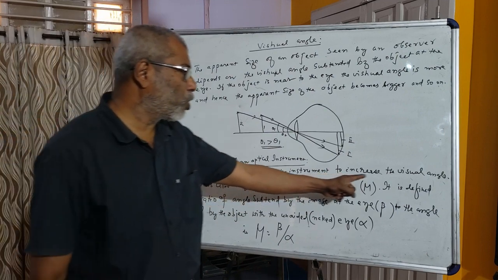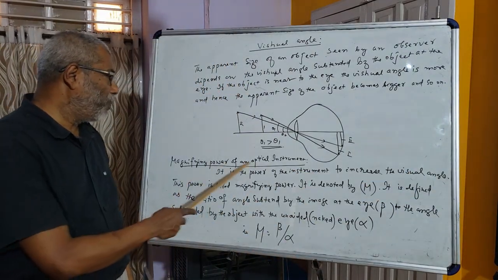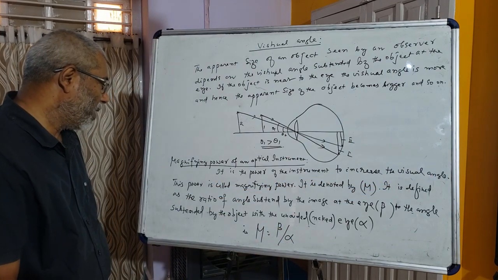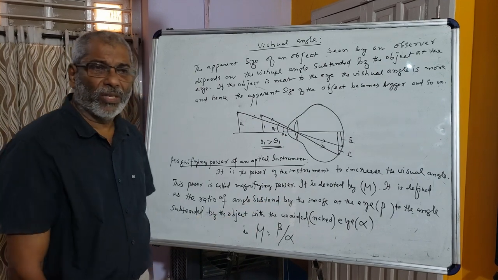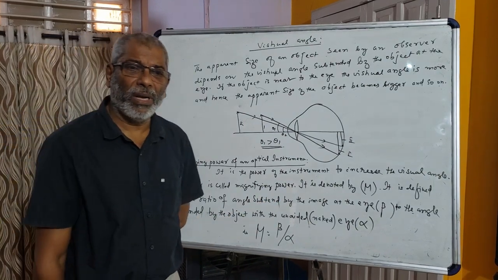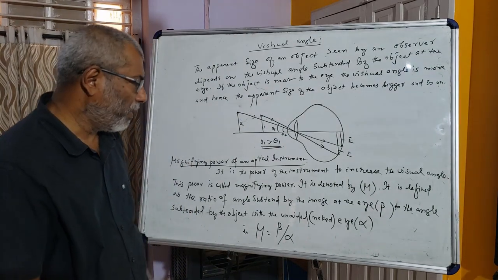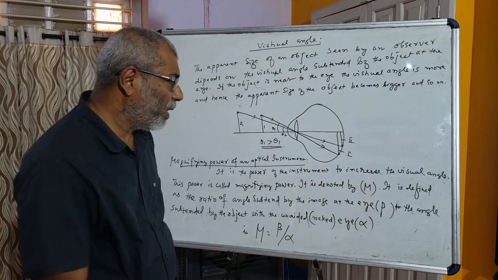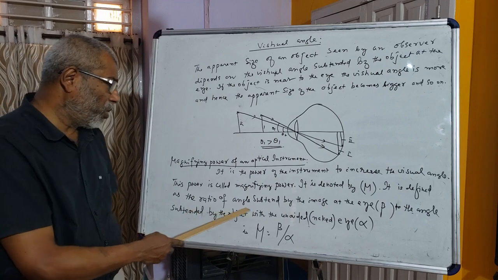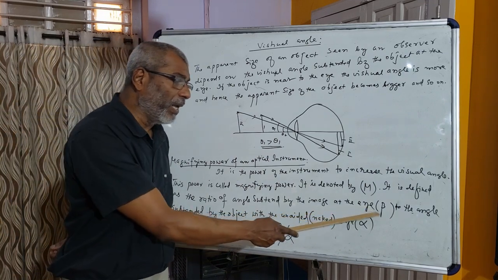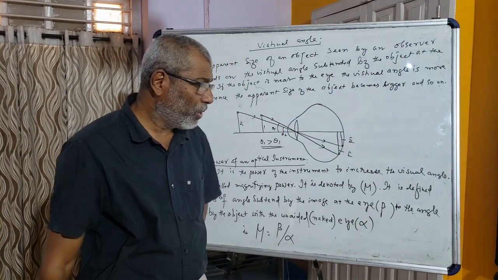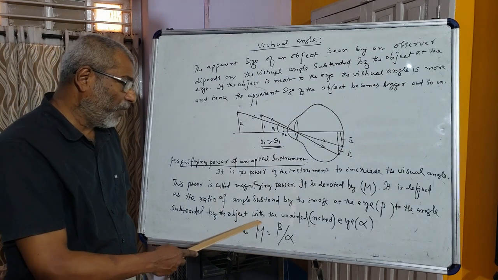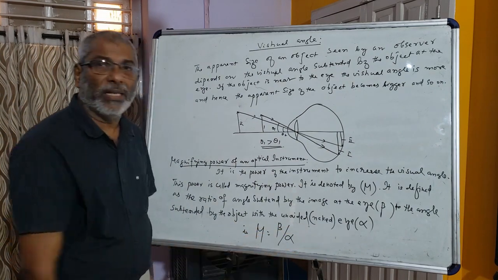Magnifying power of an optical instrument is the power of the instrument to increase the visual angle. This power is called magnifying power. It is very important in the case of optical instruments to calculate magnifying power. Magnifying power is denoted by capital letter M. It is defined as the ratio of the angle subtended by the image at the eye, denoted by beta, to the angle subtended by the object with the unaided eye, that is alpha.